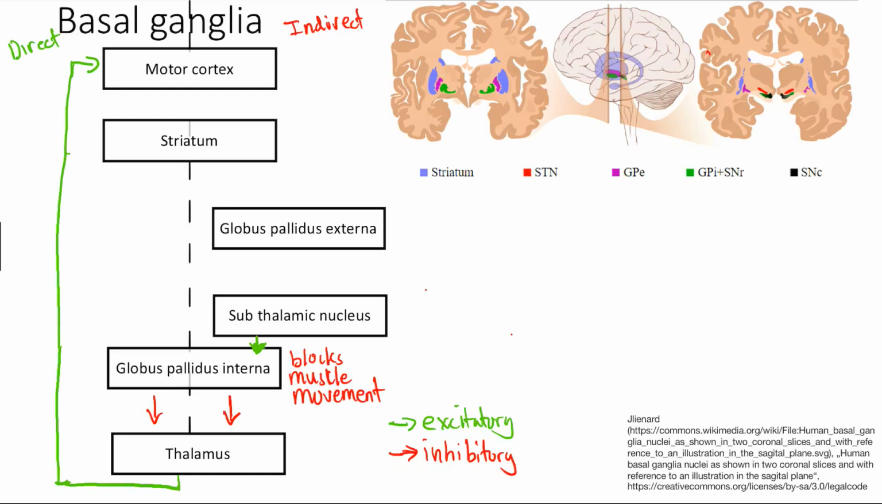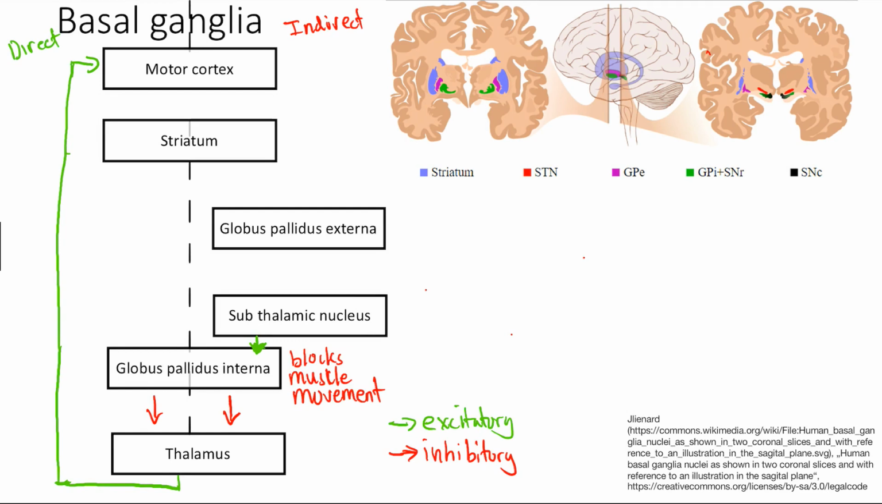So the basal ganglia. This is motor pathways that are involved in modulating muscle movement. And the basal ganglia has a direct pathway as well as an indirect pathway. They're pretty similar, except for in the direct pathway, you go from the striatum directly to the globus pallidus interna, while in the indirect pathway you have to go through the globus pallidus externa first, and then through the subthalamic nucleus, and then finally to globus pallidus interna.